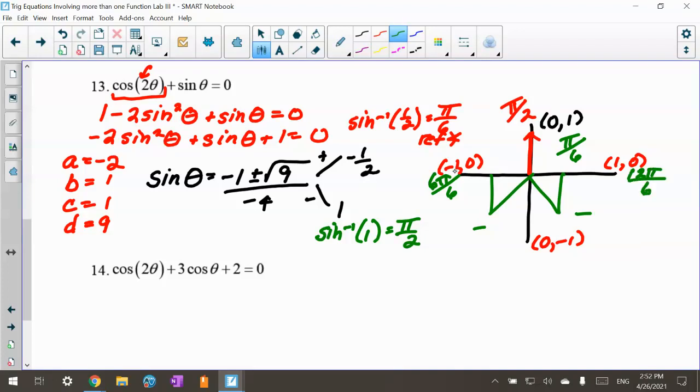So what will it be here? Well, I'm going to add 1 here. So it's going to be 7 pi over 6 here. If I subtract 1 here, it's 11 pi over 6. So what are my answers? Well, my answer is, okay, ready? Pi over 2.